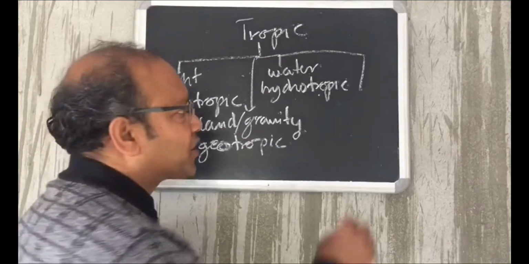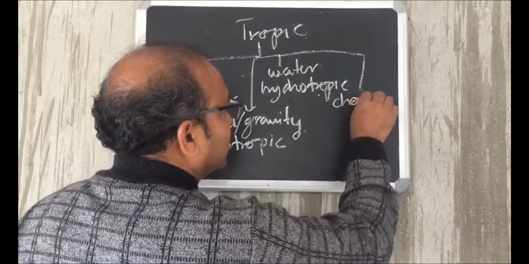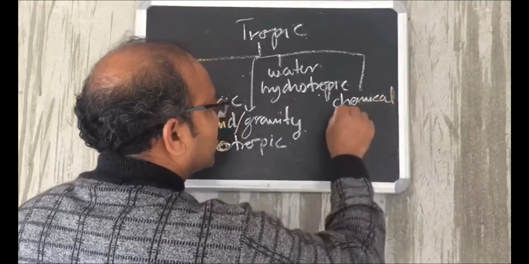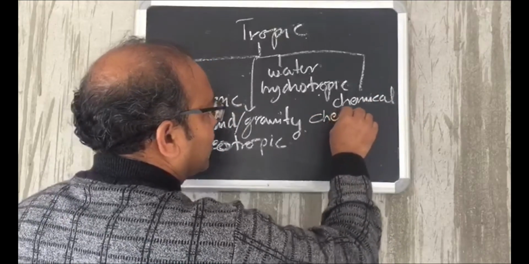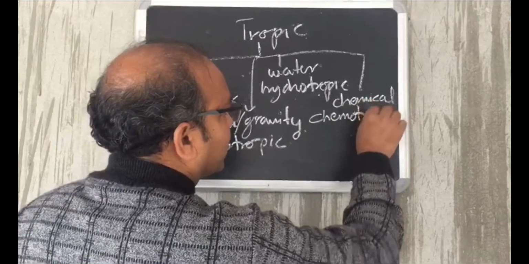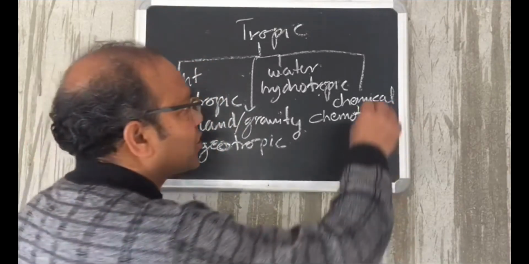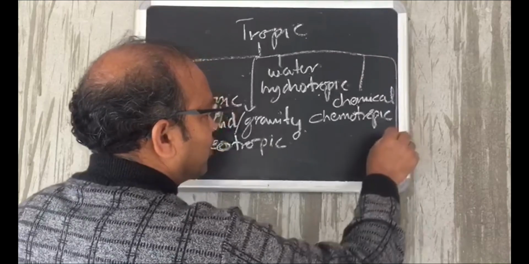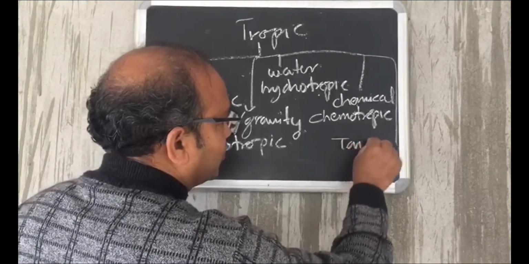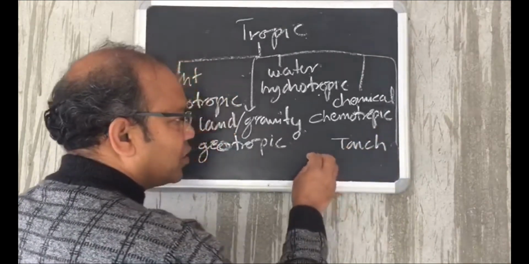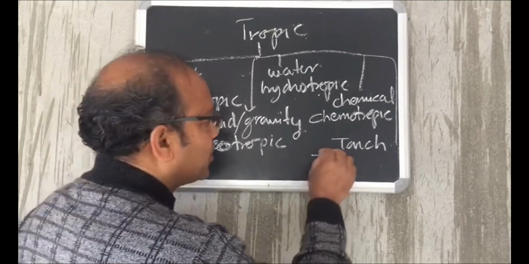when the stimulus is chemical, it is called chemotropic. And when the stimulus is touch, it is called thigmotropic.